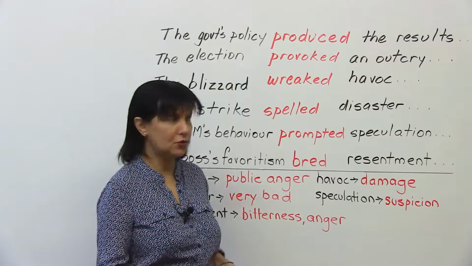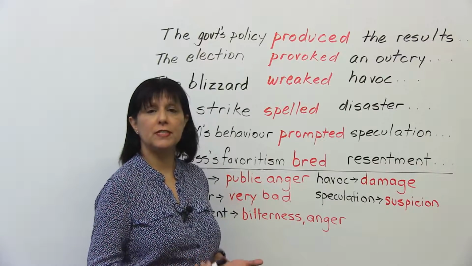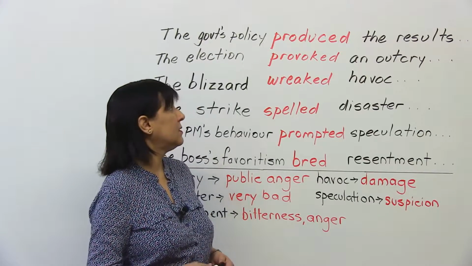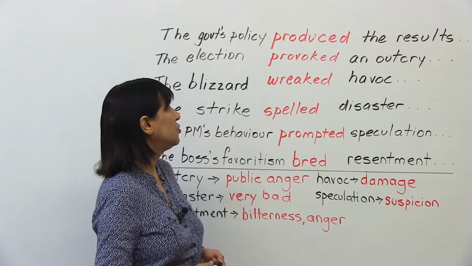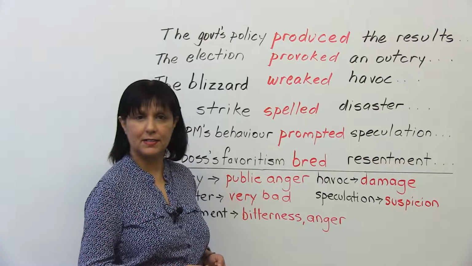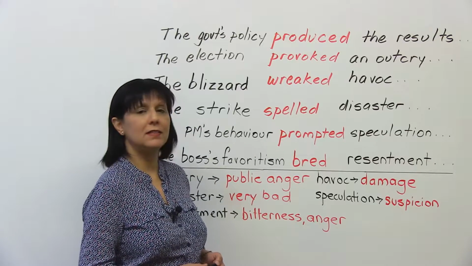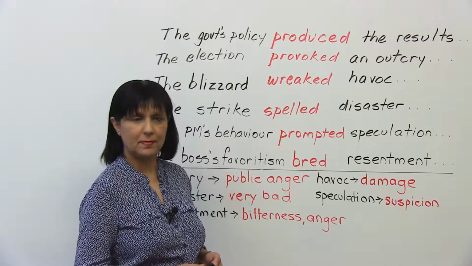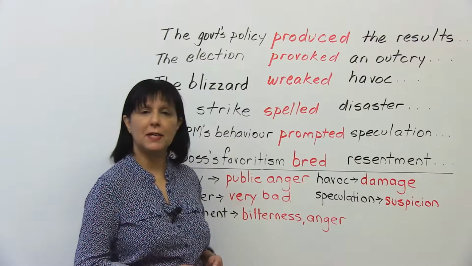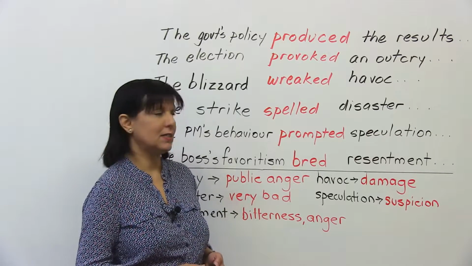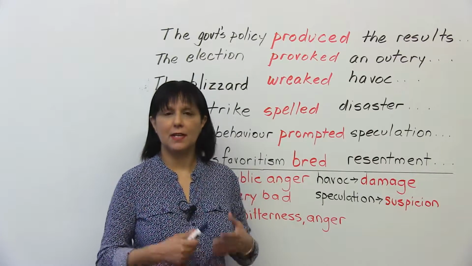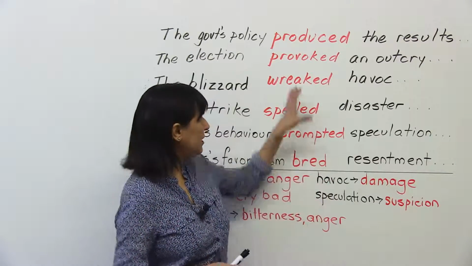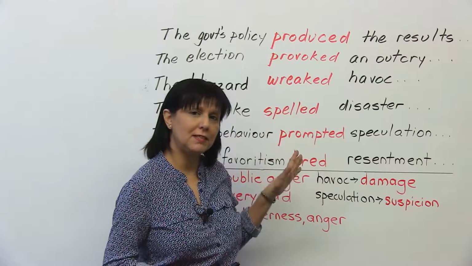You can pronounce them after me. To produce results. To provoke an outcry. To wreak havoc. To spell disaster. To prompt speculation. And the last one, to breed resentment. Okay? Now I just said them as they are. Here, they were all written in the past tense.